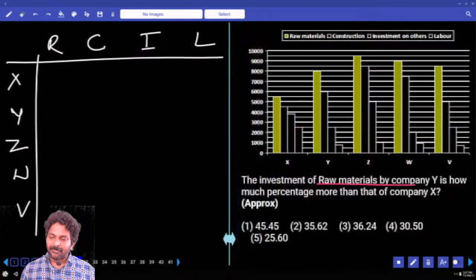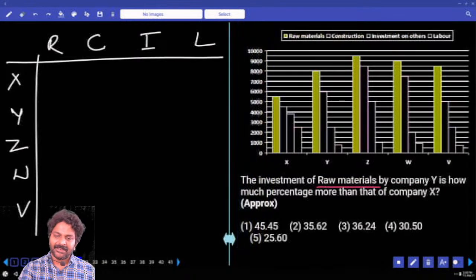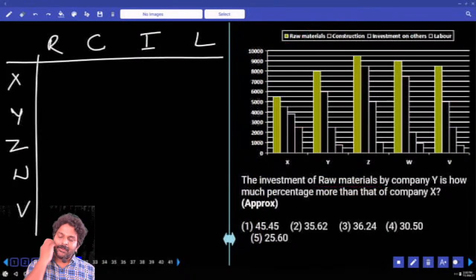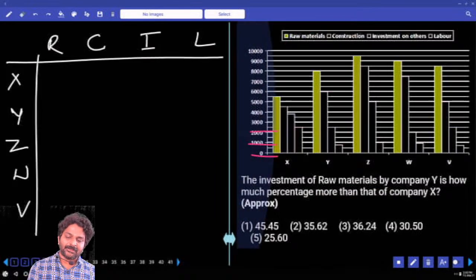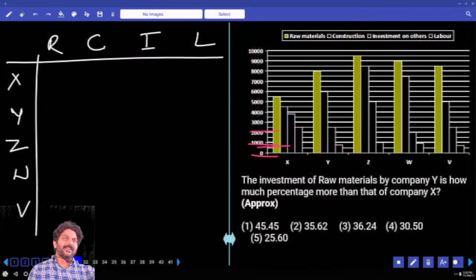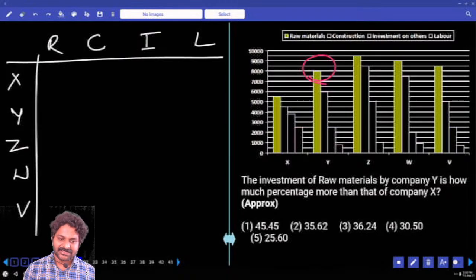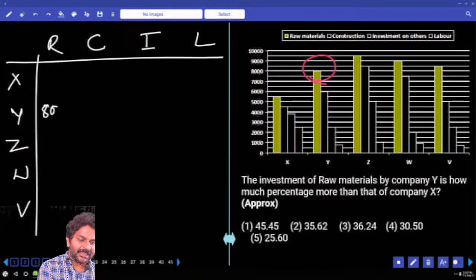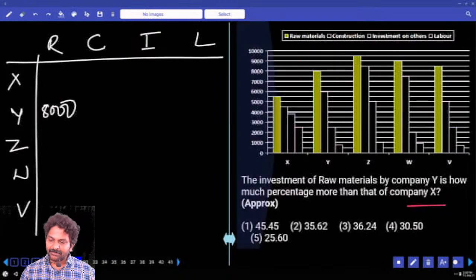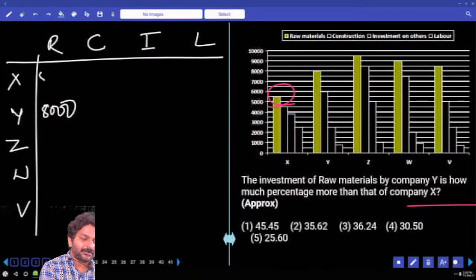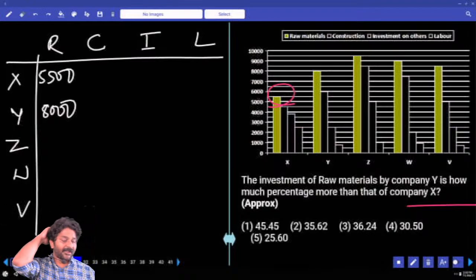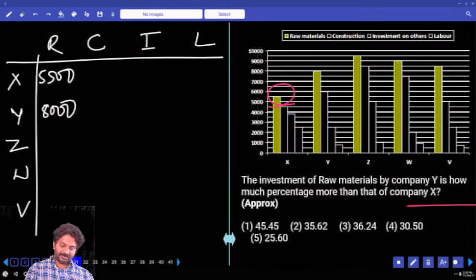The investment on raw material by company Y is how much percentage more than that of company X? So this is regarding raw material, the very first one only. Look at the data: 0, 1000, 2000, and between them you have a line, so each line occupies 500. Raw material on Y, how much is this? This is 8000, and that should be compared with respect to X. X is equal to 5500.